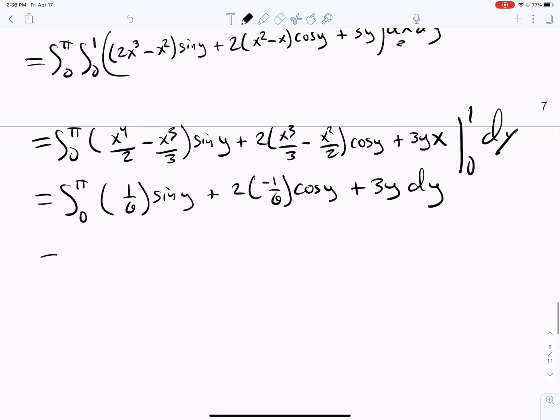All right, and now we integrate the y's, 0 to π. 1/6 of sine of y, that's negative cosine. The antiderivative of sine is negative cosine.